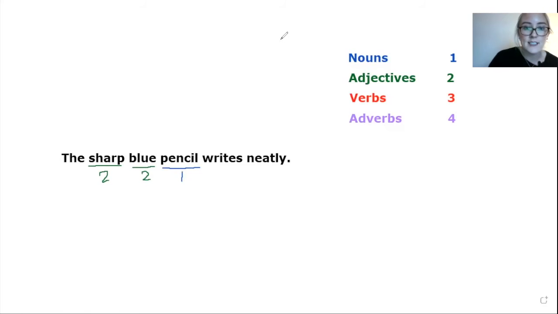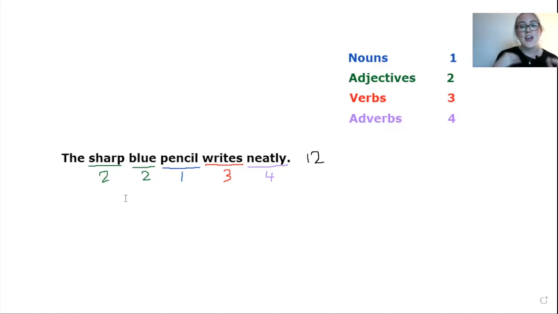And in red, I'm underlining my verb. So writes is a doing word, it's an action. So I would get 3 points for that. And the last one, can anyone identify the adverb in this sentence? It would be the word neatly. And I would get 4 points for that. So then I would calculate how many total points I got for this sentence, which would be 12. So this would be a 12-point sentence.